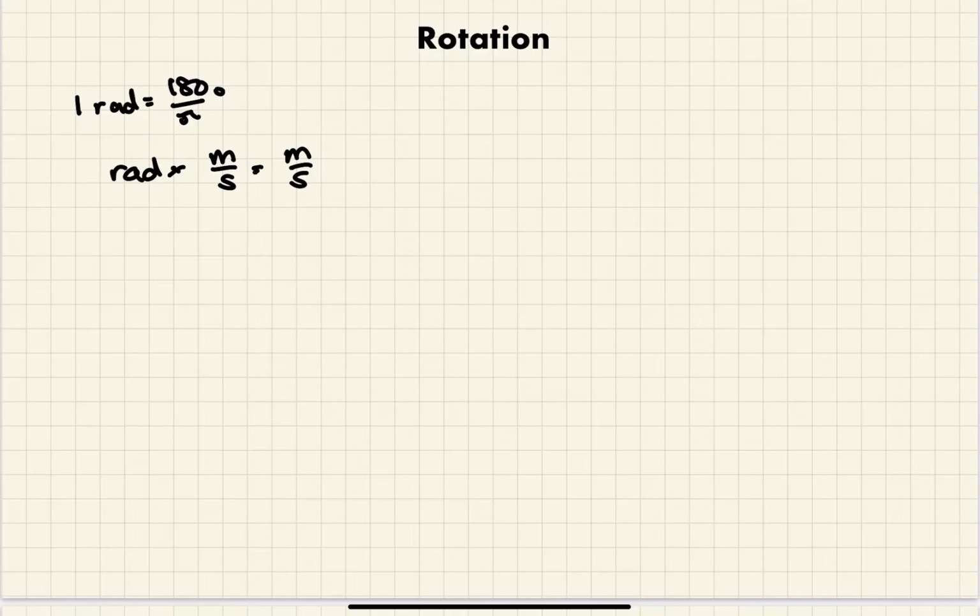All right. Okay, now we get to the actual quantities. So we have angular position, similar to position, but angular. The symbol for that is theta. It's just position, but on a circle. And its unit is radians, obviously, because that's angle. Angular displacement, again, unit is radians. This is the change in angular position.